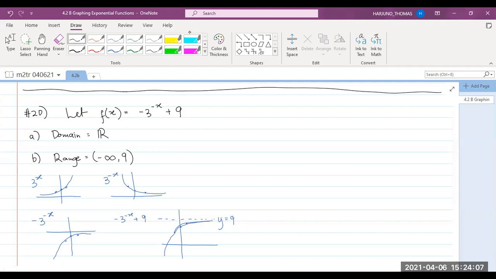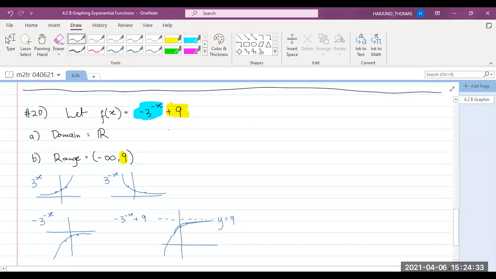So you will see that if you have an exponential function, that gives us horizontal asymptote y equals 0. Now this constant will give us the horizontal asymptote 9 because you move it up, or if the constant is negative, you move it down.